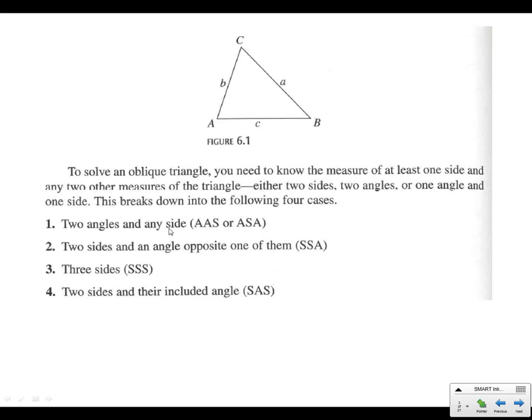And that can be 2 angles and a side, so that's angle, angle, side, or angle, side, angle. You'll remember this from geometry. If we know 2 sides and the angle opposite them, like we know side C and side B, and then the opposite angle A, side, side, angle. That's one option. Option 3, we know all 3 sides. Option 4, we got side, angle, side, 2 sides and the angle in between them. So 4 different situations, 4 scenarios.